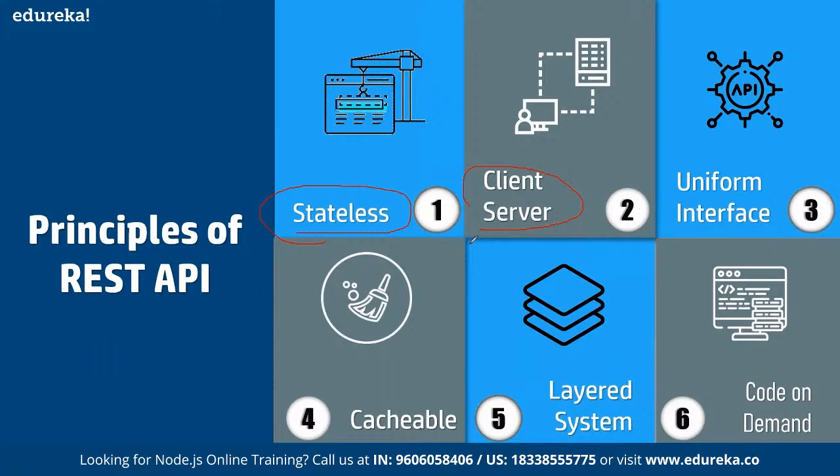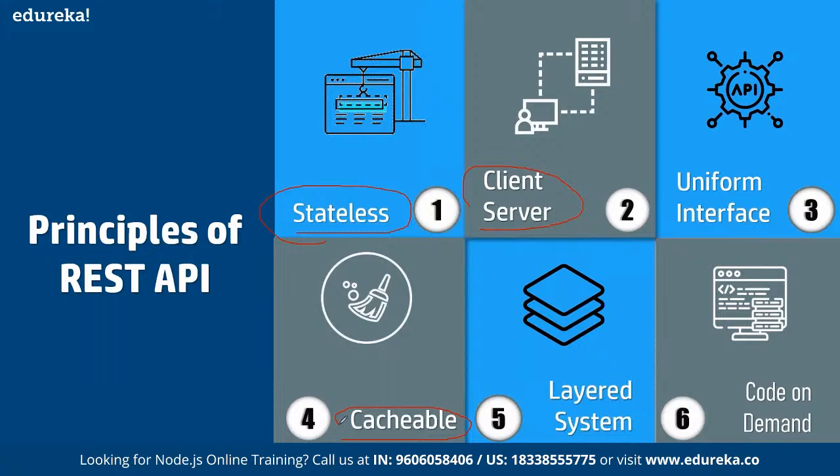And then we have cacheable. In order to provide better performance, applications are often made cacheable. It is done by labeling the response from the server as cacheable or non-cacheable, either implicitly or explicitly. And if the response is defined as cacheable, then the client cache can reuse the response data for equivalent responses in future. It also helps in preventing the reuse of stale data.